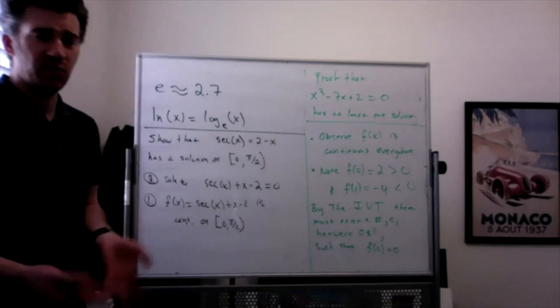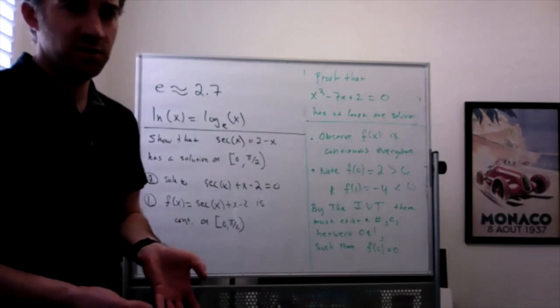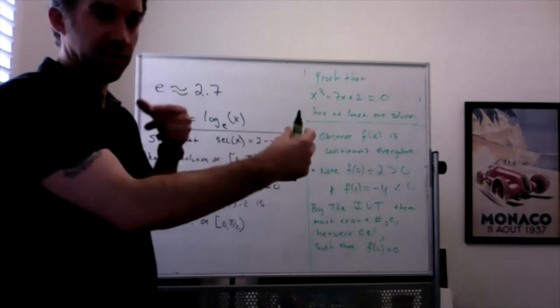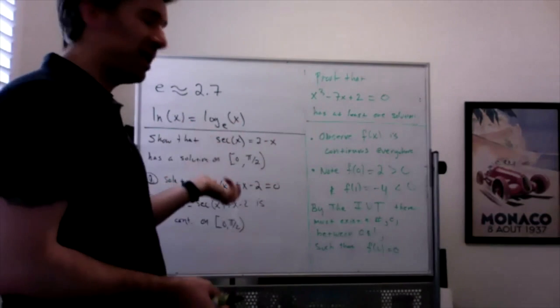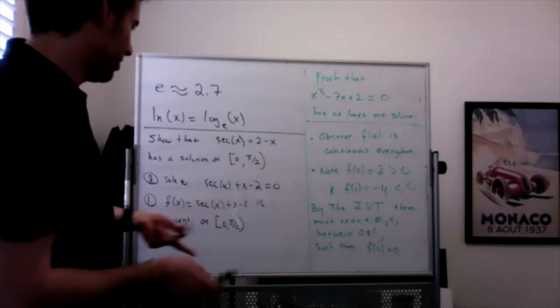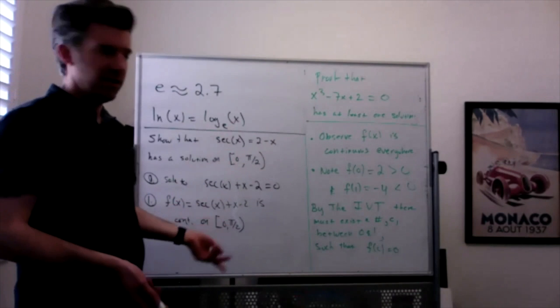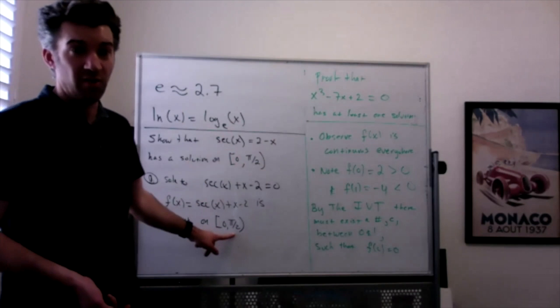Now, usually they give you a closed interval so that you can actually just try plugging in the left endpoint and the right endpoint. We're going to have to work a little harder here, right? Because plugging in the left endpoint is fine, but I have to find something smaller than pi over 2.